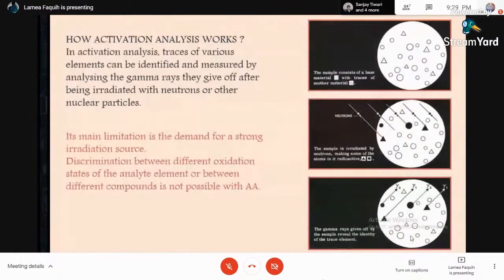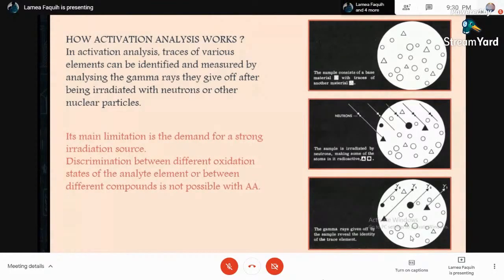So, how does activation analysis actually work? This is a rough idea to understand how activation analysis works. Let us say we have a sample. I'm explaining from the diagram over here. Let us say we have a sample that consists of some triangles and some circles. Now, I am irradiating this sample with some neutrons. Due to this irradiation, the neutrons bombard the particles and excite them, and as a result some of them are turning black. This represents the radioactive particles in the sample.